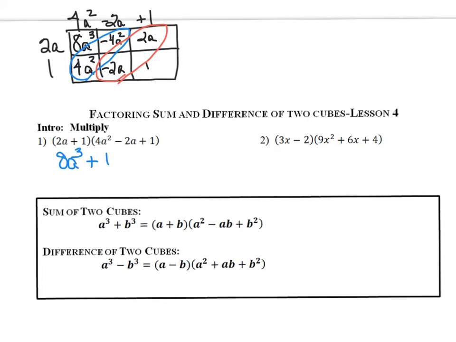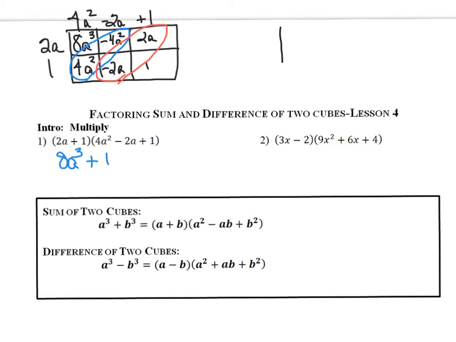Now, this product is really important for us because we see that 8a to the third is really a perfect cube. 1 is also a perfect cube, and in this case I have the sum of two perfect cubes. Let's try example number 2.